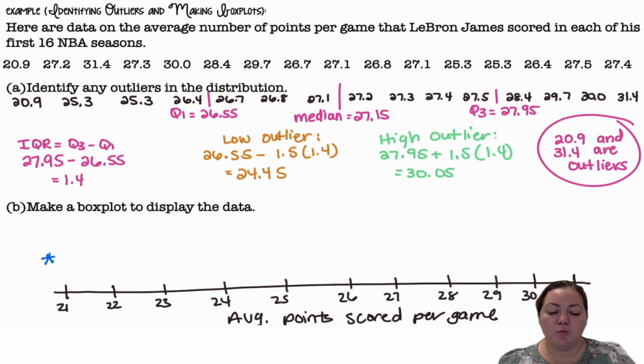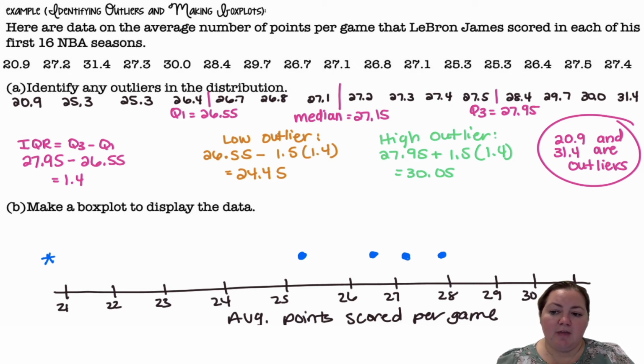I have an outlier at 20.9, so I'm going to put a little star for my outlier. My next smallest number is 25.3, so that's where I'm going to start my minimum whisker for my box plot. Then I'm going to go to quartile 1, 26.55. I'm going to put a dot at the median, 27.15. Another dot at quartile 3, 27.95.